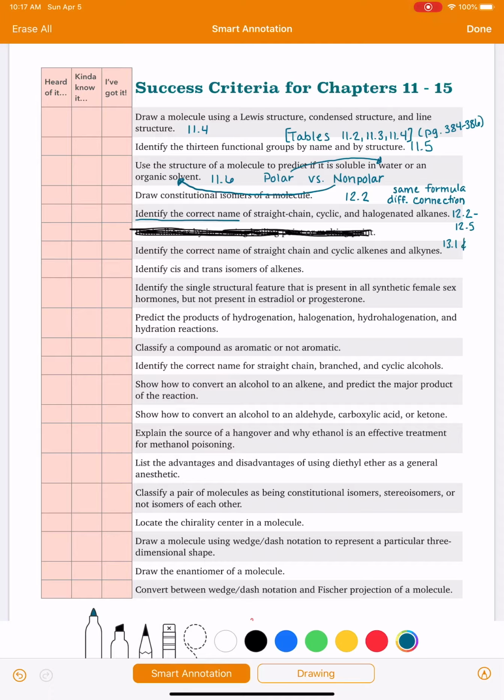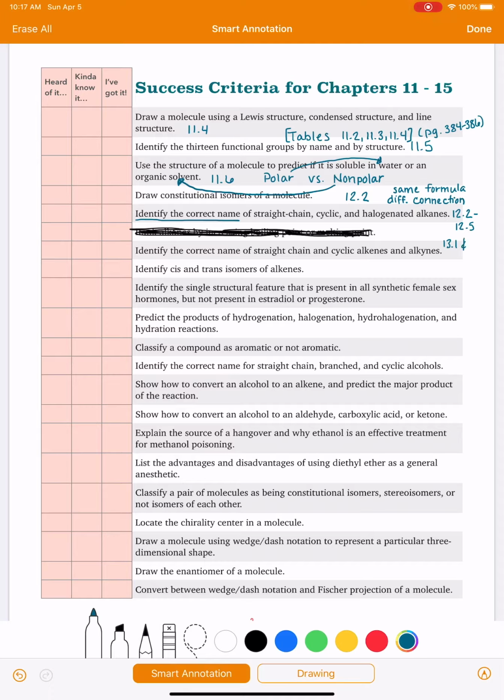Identify the single structural feature that's present in all synthetic female sex hormones, but not present in the natural hormones, estradiol and progesterone. This is in section 13.5. This is one where we went through a PowerPoint, so you have that PowerPoint slide on Canvas that you can access and find. It's a structural feature, a functional group, that is present in all the synthetic female sex hormones.